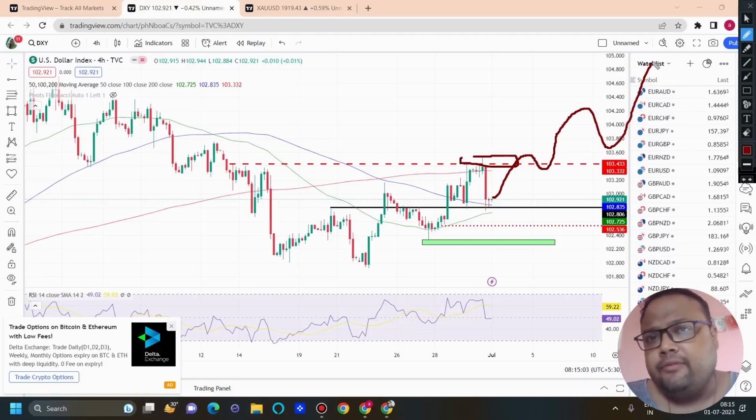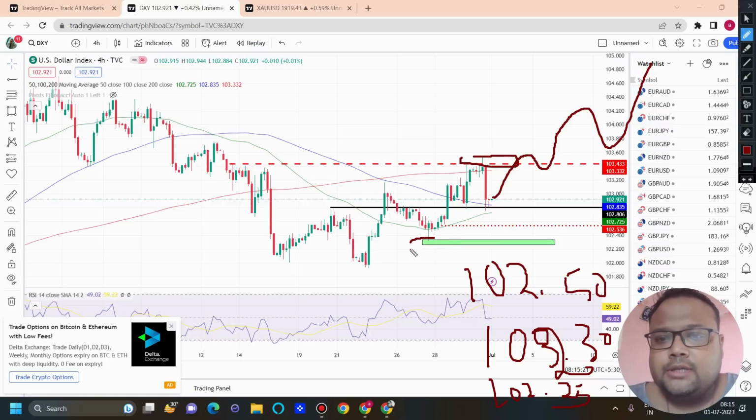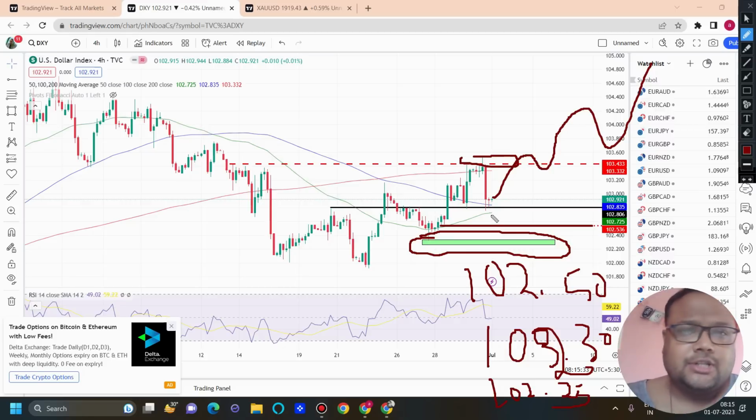Right after the market opening, if there is a drop on DXY, then the next support levels where you can expect the buyers to protect DXY are 102.52 and 102.30 to 102.25. The green box here is the strongest support on the chart of DXY. Before the green box, or this buy zone, we also have 102.50. So these are the levels on the chart of DXY if there's a drop right after the market opening.